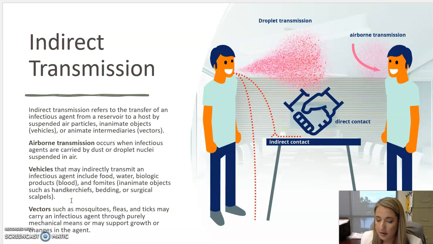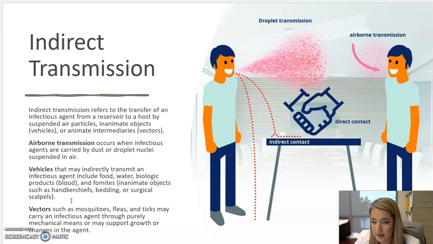Airborne transmission is when the pathogen is just freely suspended in the air. It's not in a mucus droplet. So something like Bacillus anthracis that causes anthrax. If it is freely suspended in the air, not in a droplet, just freely open in the air, and then you inhale that, that's how you would acquire anthrax through airborne transmission.